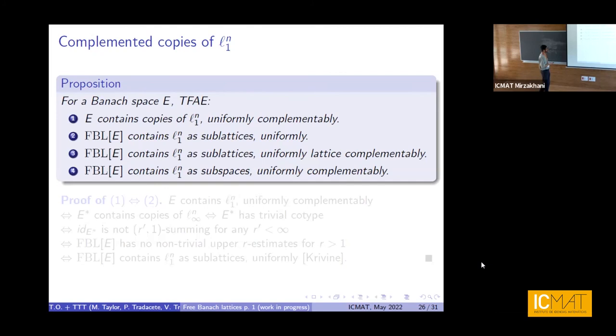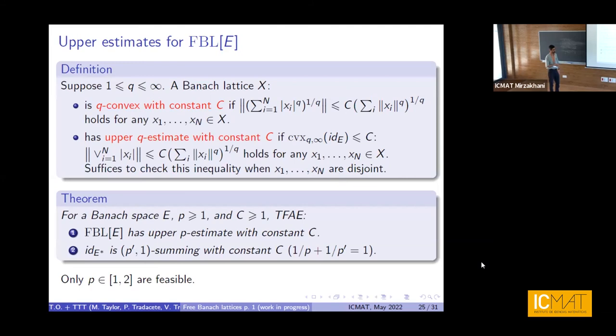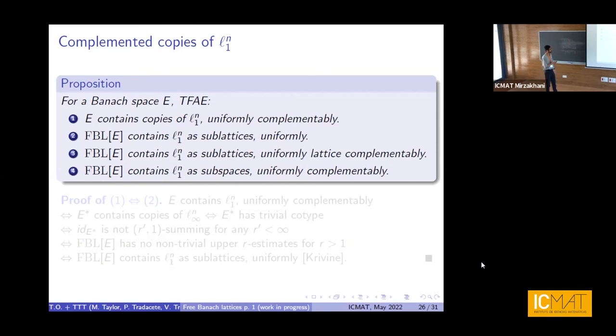And from this we can find, so this last theorem can be used to find some connections between geometric properties of E and the geometric properties of the corresponding free Banach lattice. So here is what I had in mind. For a Banach space E, the following are equivalent. The first statement is that E contains uniformly complemented copies of L_1^n. Second, the free Banach lattice contains L_1^n as sublattices, also uniformly.